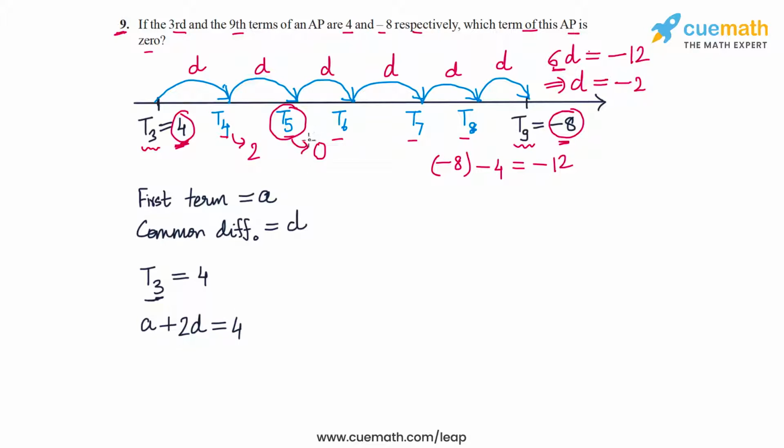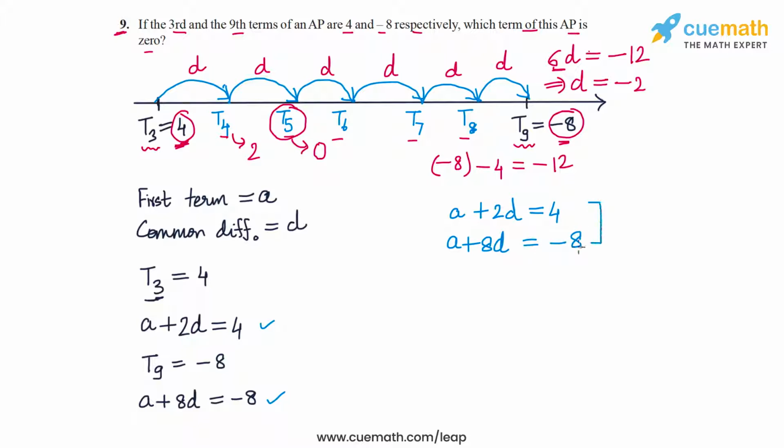And then we are also told that T9 is equal to -8. So this means that A plus (n minus 1)D, or A plus 8D, is equal to -8. So now we have these two linear equations in A and D. So let's write them out here. So A plus 2D is equal to 4 and A plus 8D is equal to -8. So now to solve this pair, we can subtract the two equations. So let's call this equation 1 and let's call this equation 2. So we can do 2 minus 1.